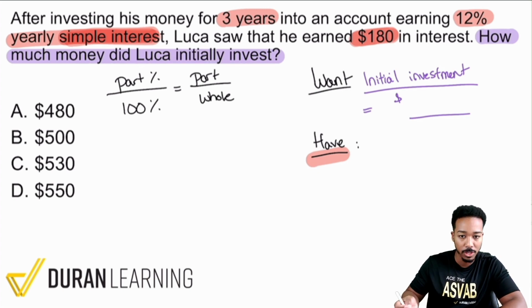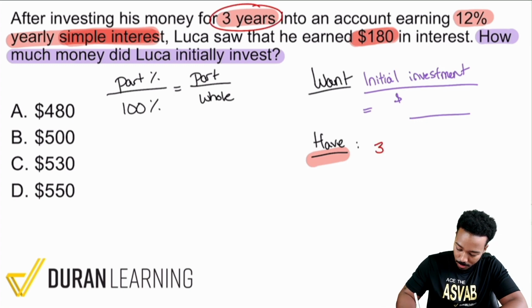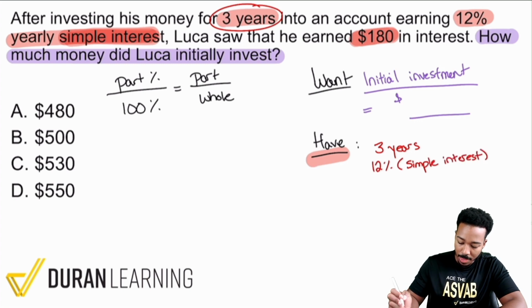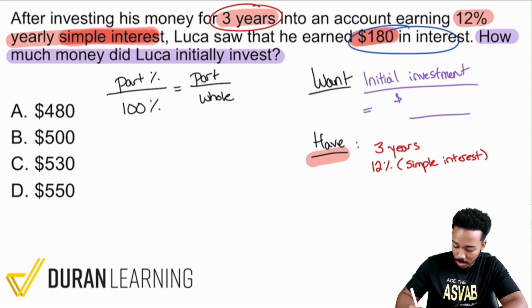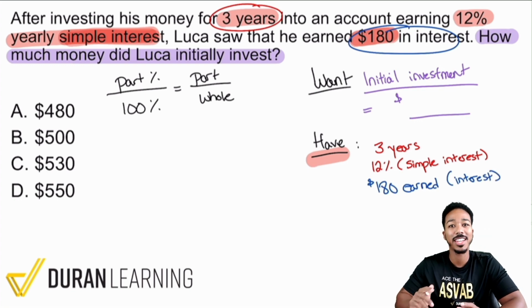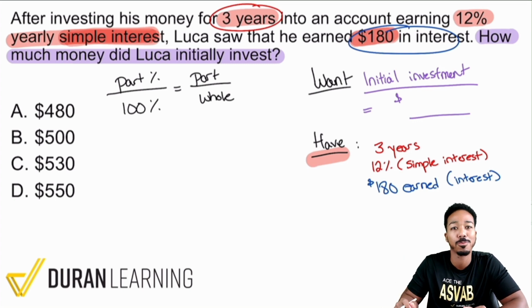First, I'm going to write down my given information. So we see 3 years. Then we see 12% yearly interest, and that's simple interest. Again, simple interest. And then we have $180 that he earned in interest. So right there, the result was $180 in interest earned, and that's only from the interest. Let me show you how to take this information and make it seem like a smooth problem.